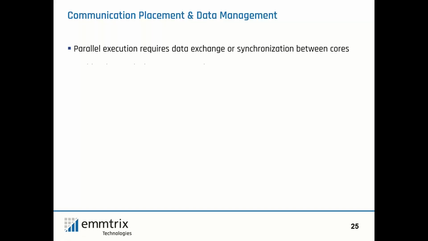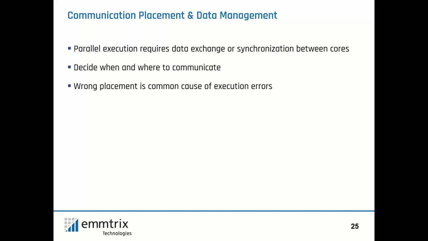Parallel execution requires data exchange and synchronization. You have to decide when and where to communicate, and wrong placement is a common cause of execution errors, like deadlocks, where the cores wait for each other without ever being able to advance, or race conditions in general, where the execution order of code on the different cores defines the outcome of the program, which also shouldn't be.